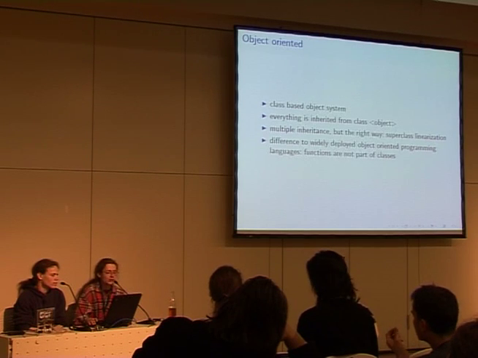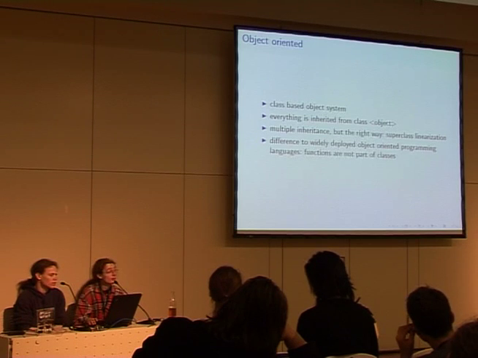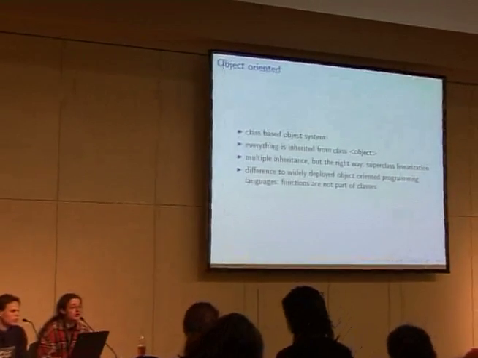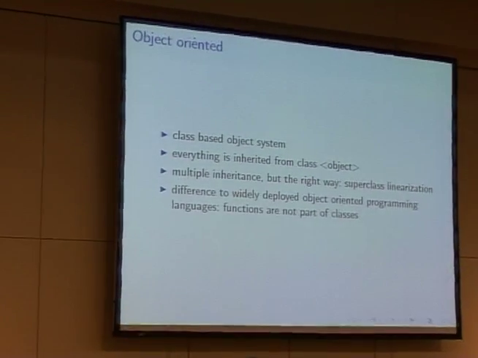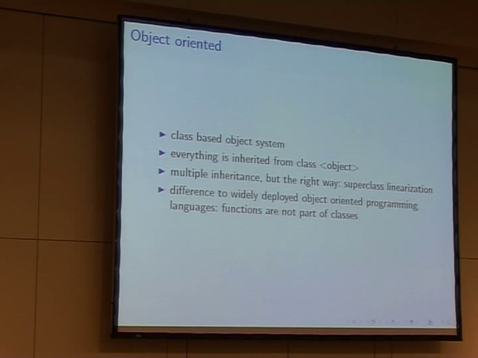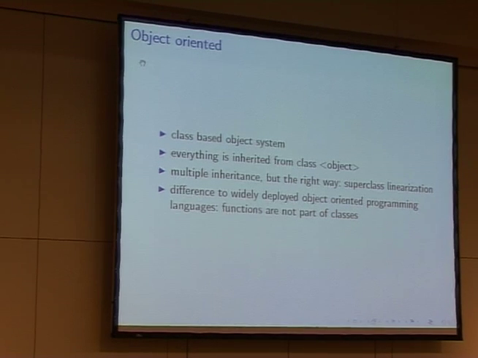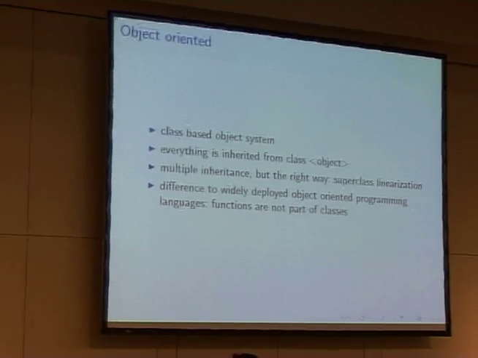I already mentioned the object system as well. It's class-based. The opposite of class-based would be prototype-based, like done in JavaScript, which stole the idea from a language called Self. So in Dylan you have classes, and every object is an instance of a class.